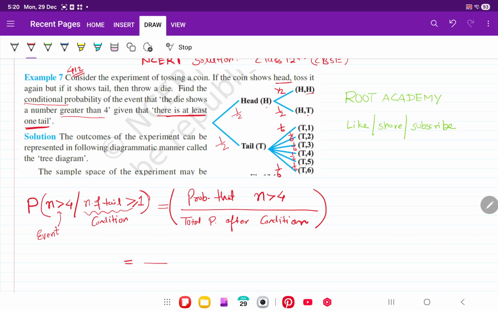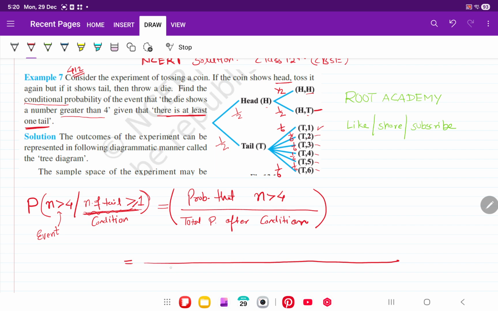First, what is the total probability after the condition? So what is the condition? That the number of tails should be more than or equal to 1. At least 1 means one tail at least, or 2 tails are also accepted. So out of these outcomes, 1, 2, 3, 4, 5, 6, 7, 8, this is accepted, this is accepted, this and this, because they also have tails. So these are accepted. So which ones are accepted?